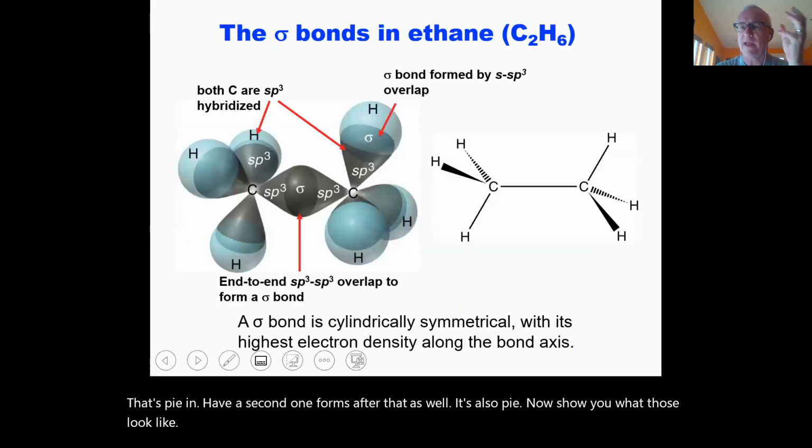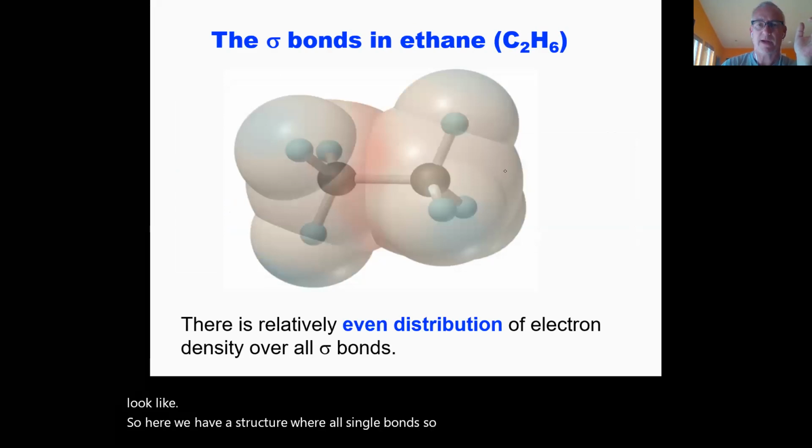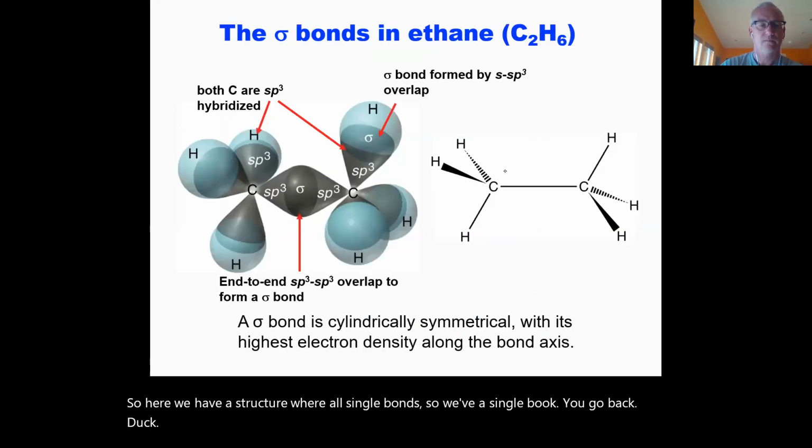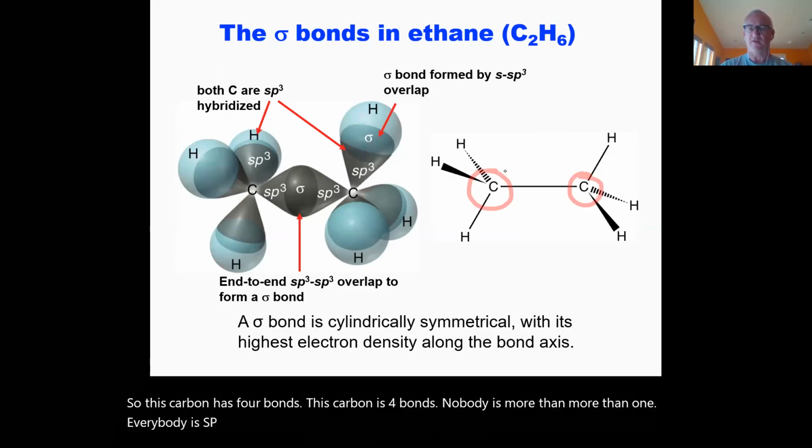So here we have a structure where all single bonds. Okay. Here we have all single bonds. So this carbon has 4 bonds, this carbon has 4 bonds. Nobody has more than one. Everybody's sp3 hybridized. Everybody's 109 degrees.